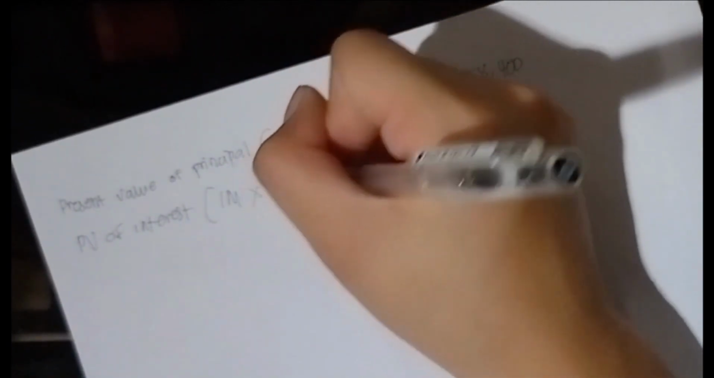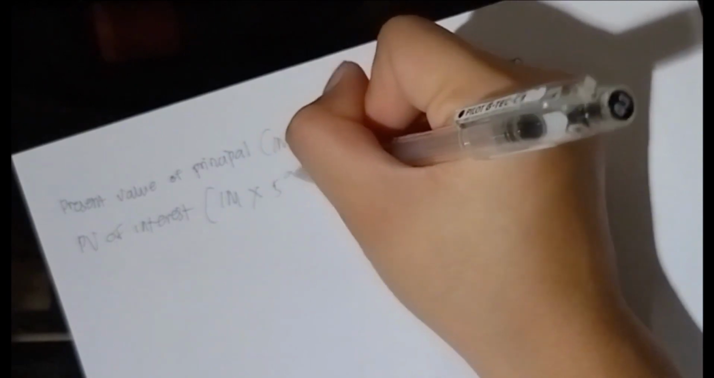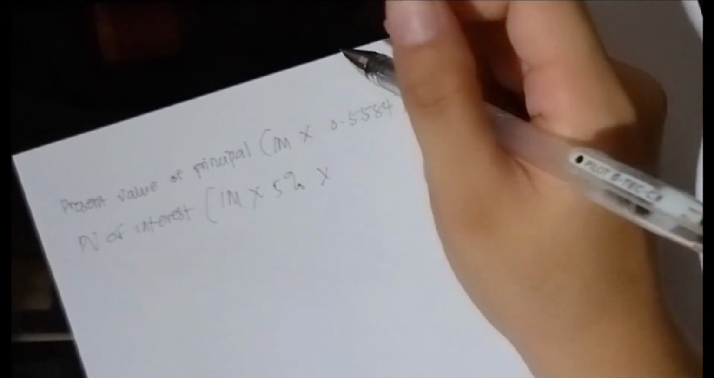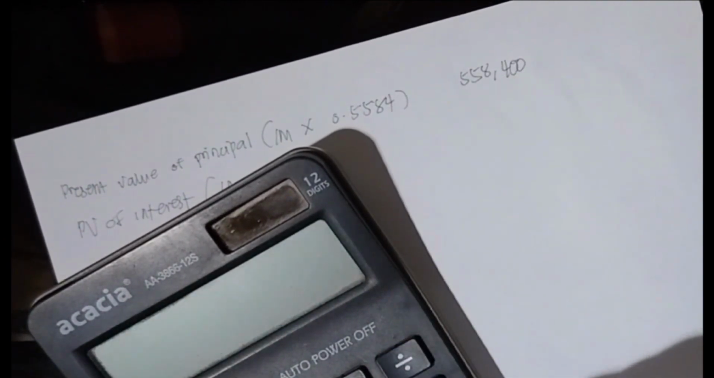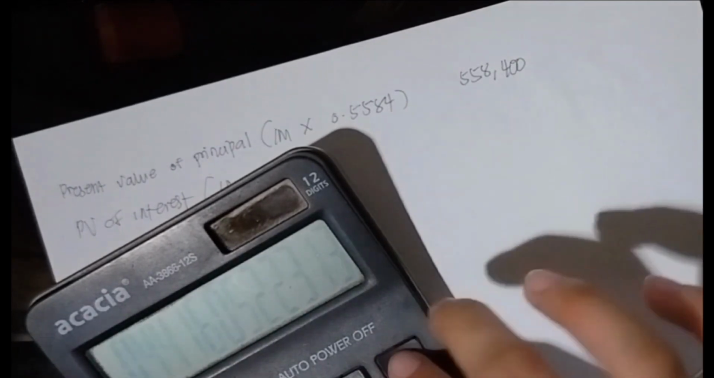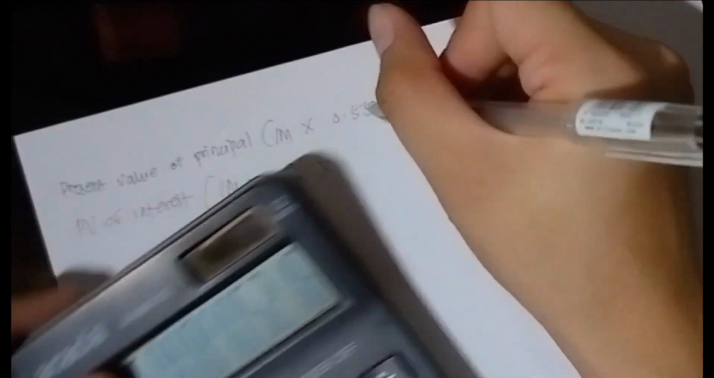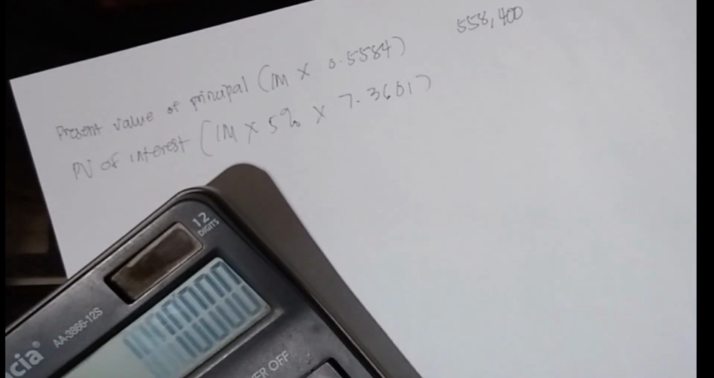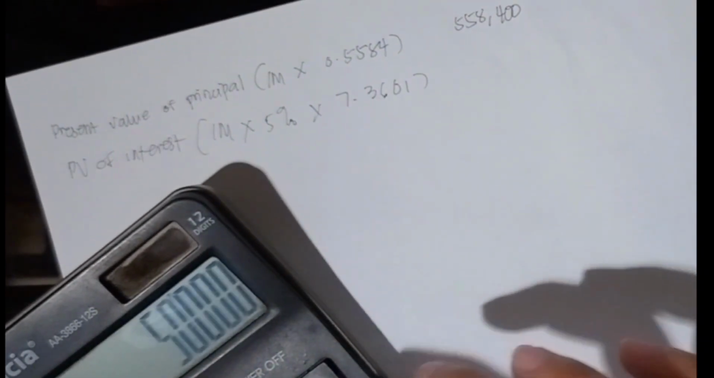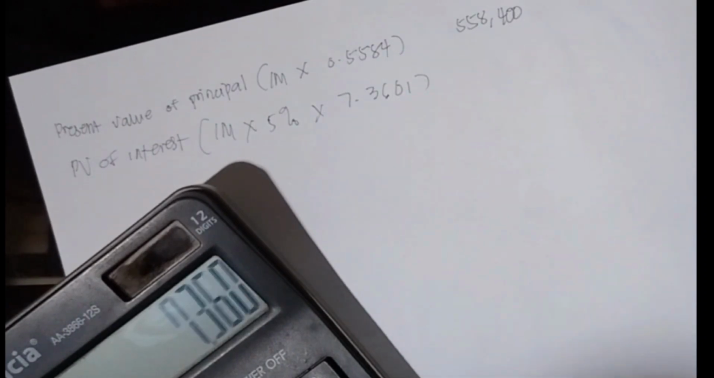Then the PV of interest, we have here 1 million times the interest rate, which is 5%, times the PV annuity of 1. So we have 1.06 for 10 periods, 1, 2, 3, 4, 5, 6, 7, 8, 9, 10, minus 1, divided by 0.06. So we have here 7.3601. So 1 million times 5% times 7.3601.